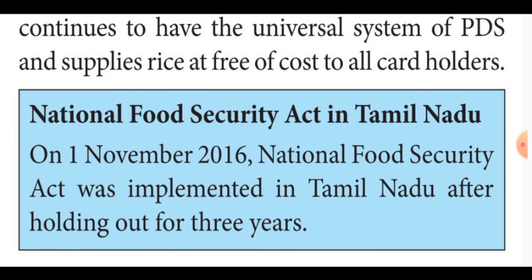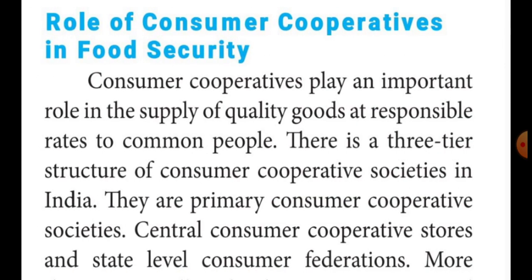Then the role of consumer cooperatives in food security, that means the consumer cooperatives play an important role in the supply of quality goods at low rates to common people. And also India has a 3-tier structure of consumer cooperative societies. What are they? Very good. The first one is primary consumer cooperative society. The second one is central consumer cooperative society, and the third one is state level consumer cooperative society or federation.